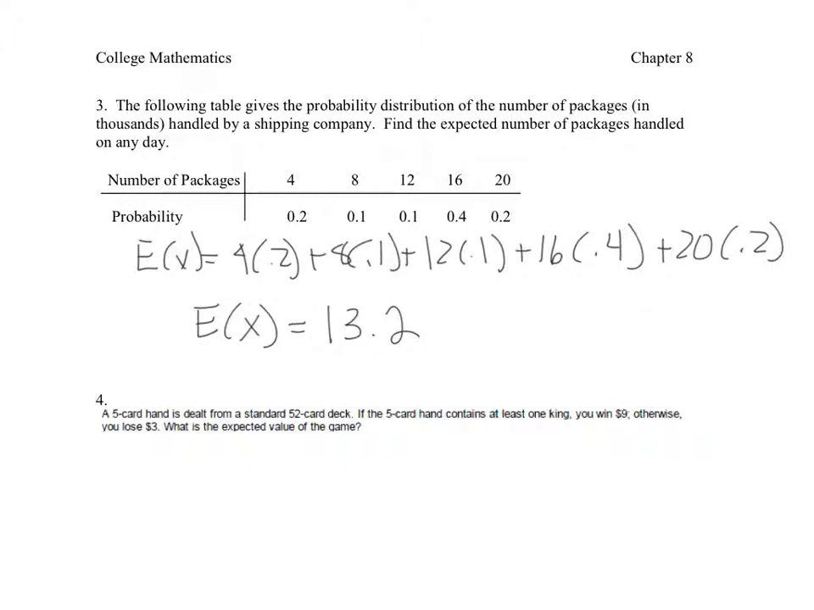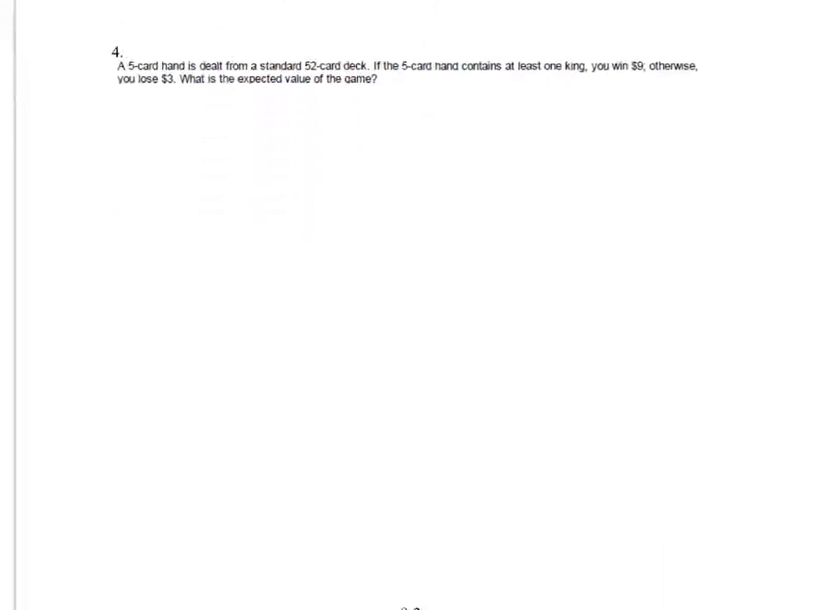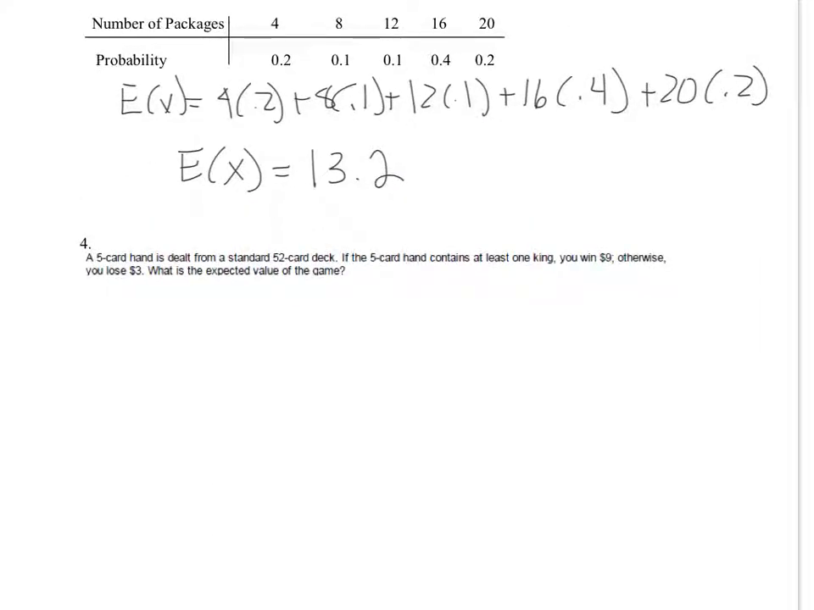Now, this last example says a 5-card hand is dealt from a standard 50. Oh, this is not the one I wanted. Dadgummit.